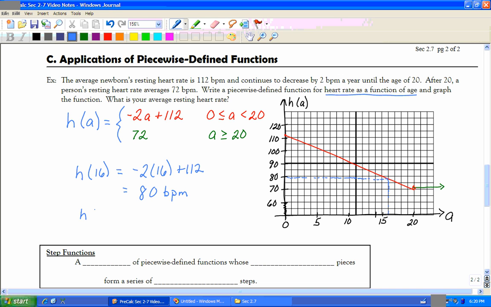Let's try something more around my age. Let's do 29, which isn't exactly right. But 29, that age is in the domain of the 72, so our answer is 72 beats per minute. And 29 is not on my graph, it'd be somewhere over here, but if I would go up at 29, it would cross at 72, which again would be kind of our estimate.